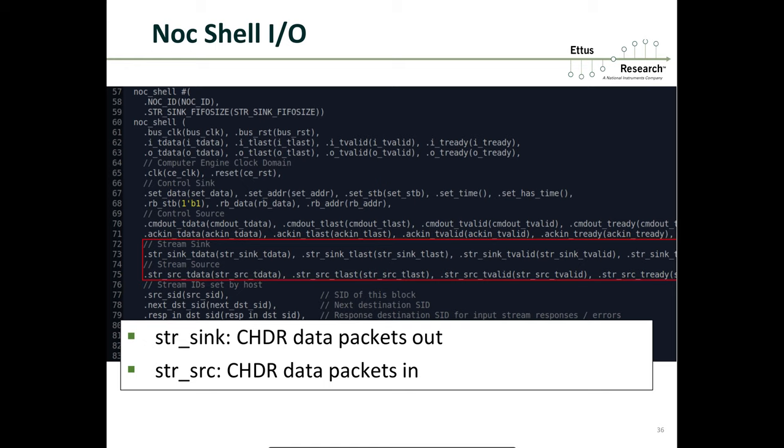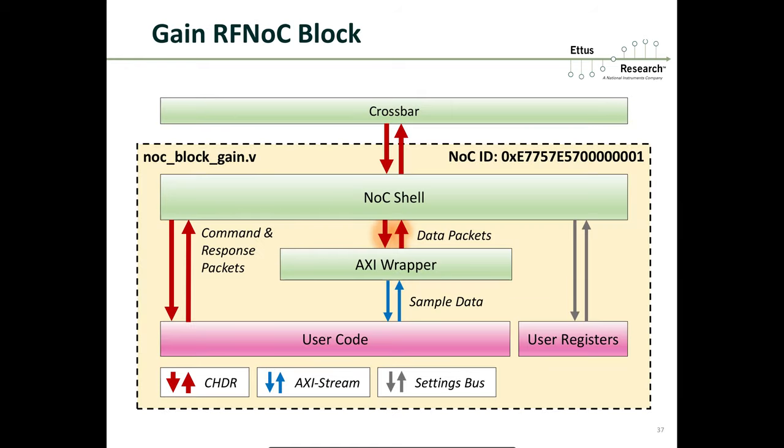Next, we have the stream sync and stream source buses. In this case, these are where the cheddar data packets come out and go into NOC shell. These are really important. This is where our sample data is located, which is in the cheddar data packets. We can see this right here in the block diagram.